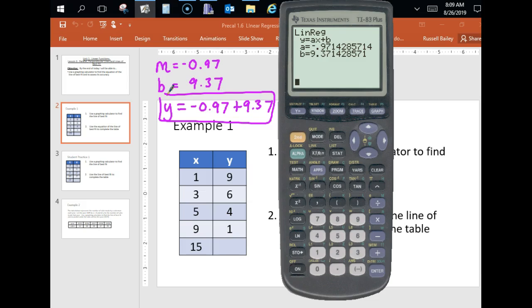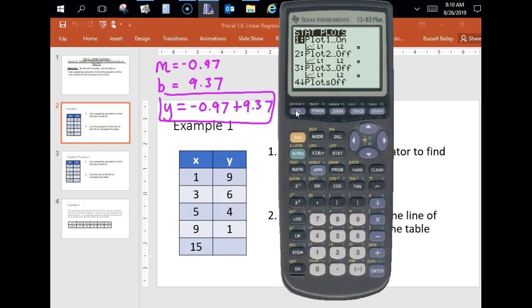So we're going to push second. Part B says press Y equals. It says press 1 and enter. So what we just did is, you know that data we entered in the table? This is called stat plot. When you push second, Y equals, it takes you to the stat plot page.